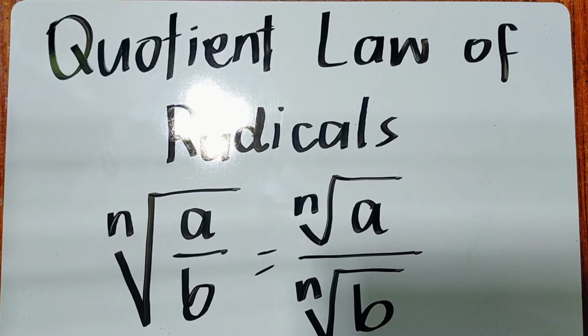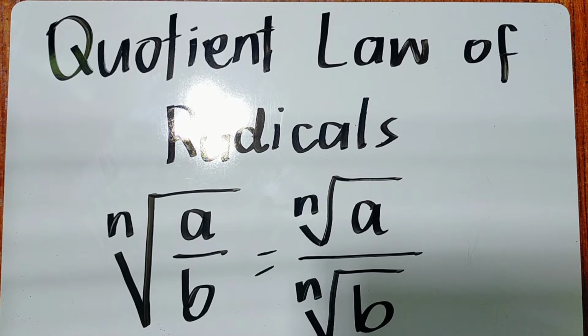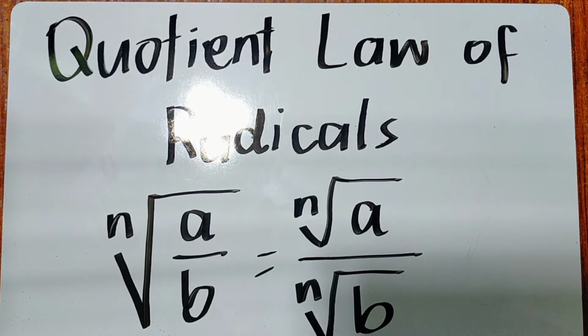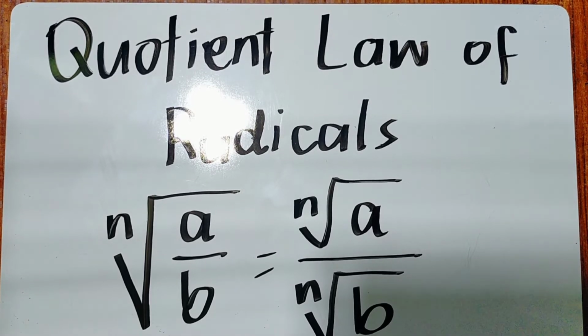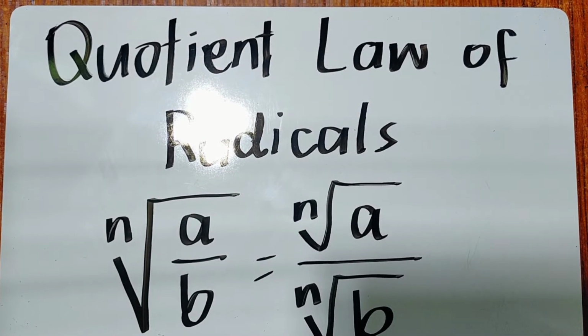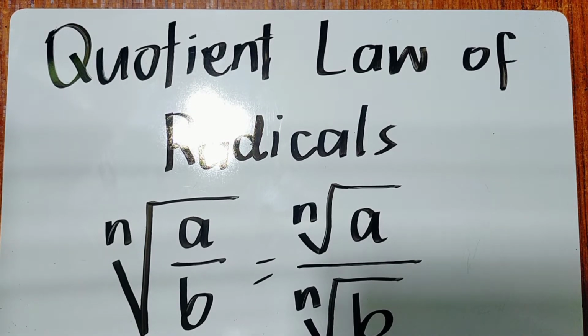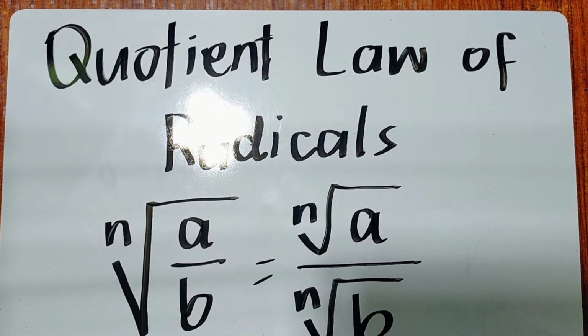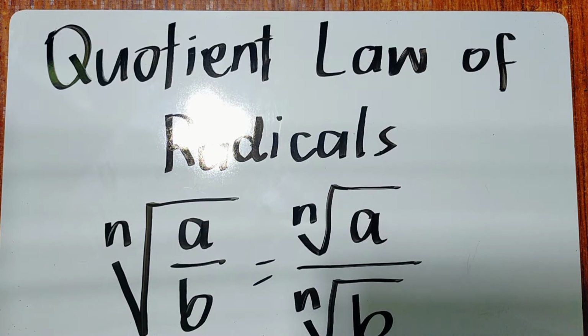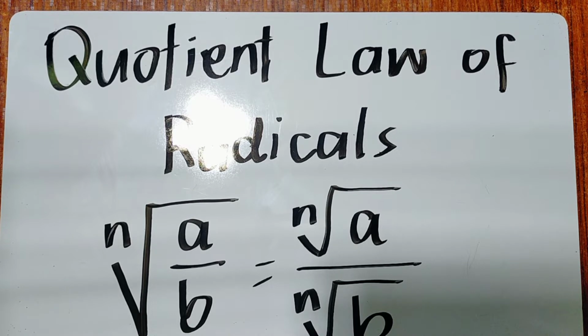Okay, so we are now at the quarter to week 6 of our discussion. And our topic for this afternoon is the Quotient Law of Radicals. The last time that we discussed was all about the product law of radicals. Now, we are about to unfold the quotient law of radicals.